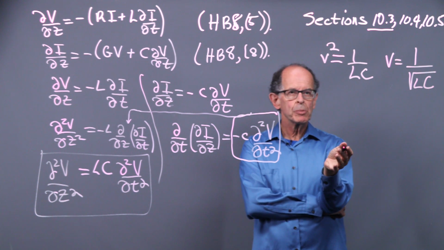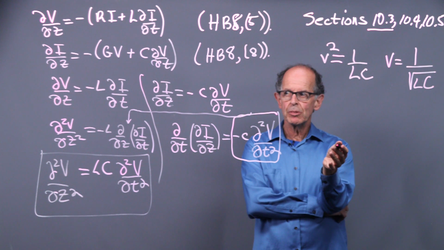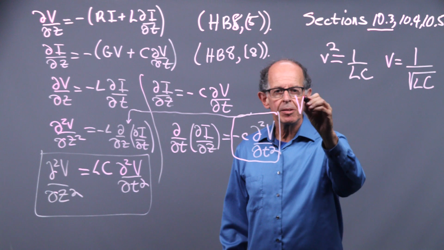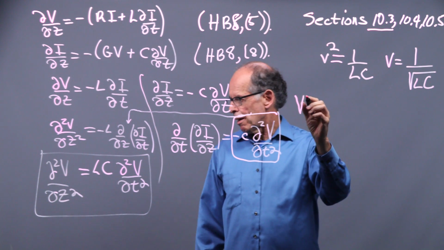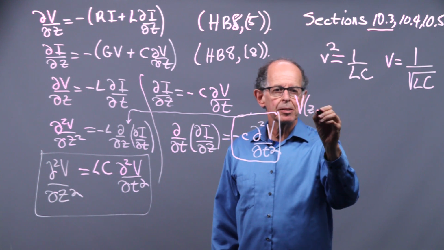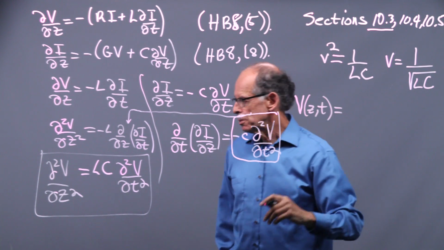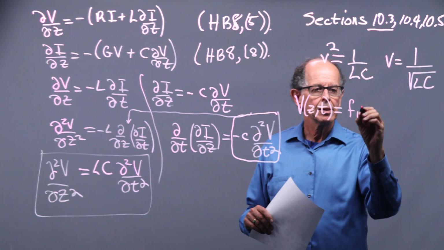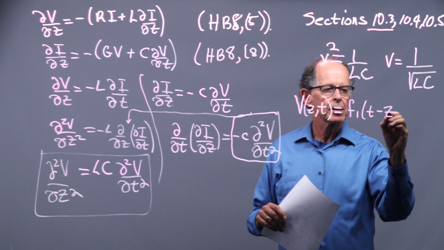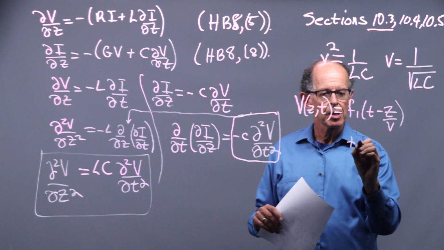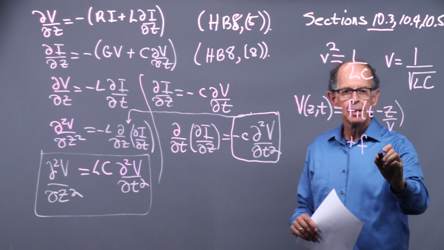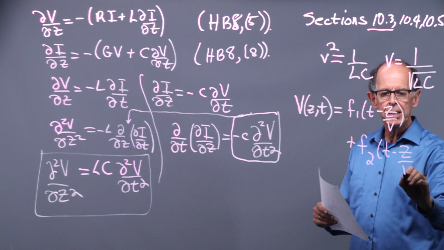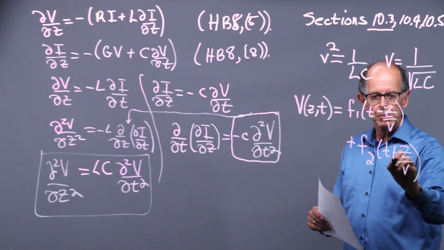Now, right away, we know the solution for the voltage, V, because we've seen this before. And so we get that V of, in this case, z and t, of course, is equal to F1 of t minus z over v plus F2 of t plus z over v.